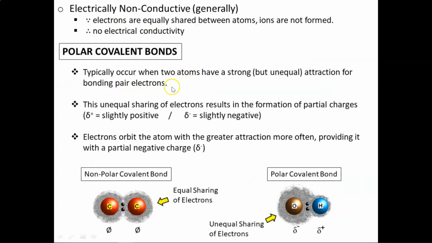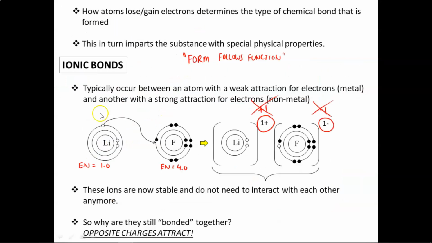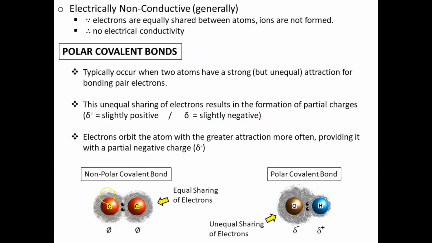So thus far, we have seen completely opposite ends of the spectrum. What happens when electrons are completely transferred, resulting in positive and negative charges, and what happens when electrons are equally shared, resulting in neutral and neutral charges. But what happens when the electrons are unequally shared between atoms? So polar covalent bonds occur typically when two atoms have a strong but unequal attraction for bonding pair electrons.